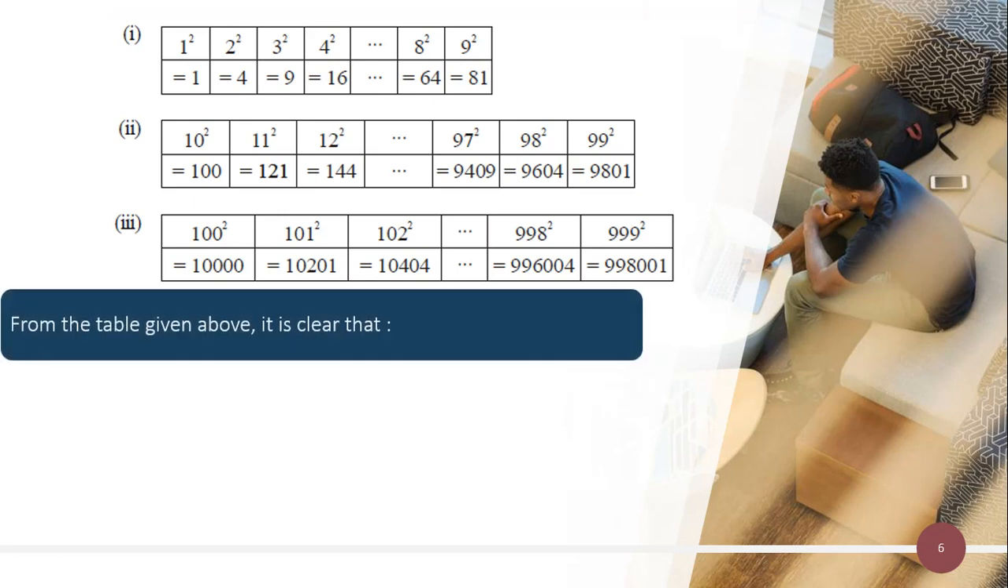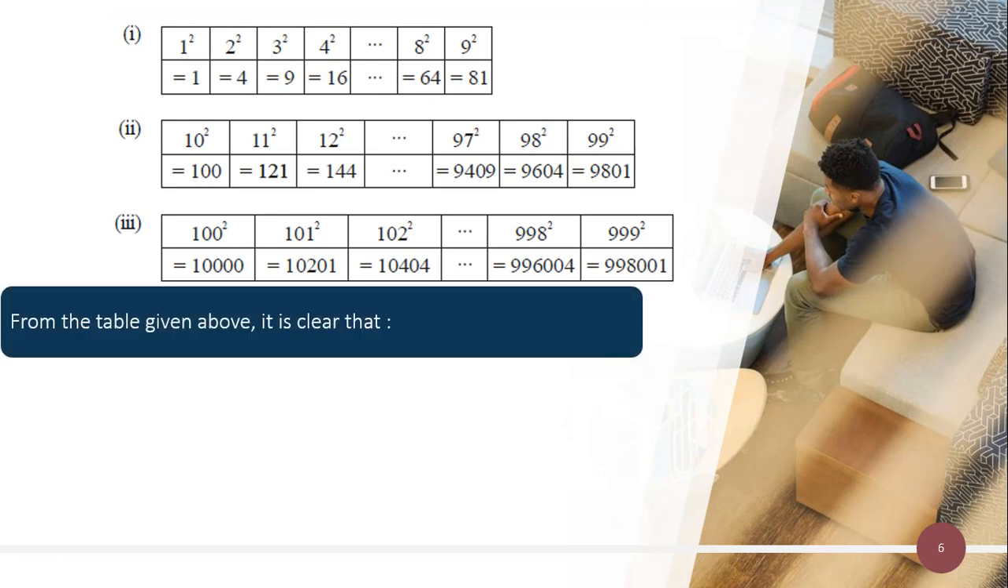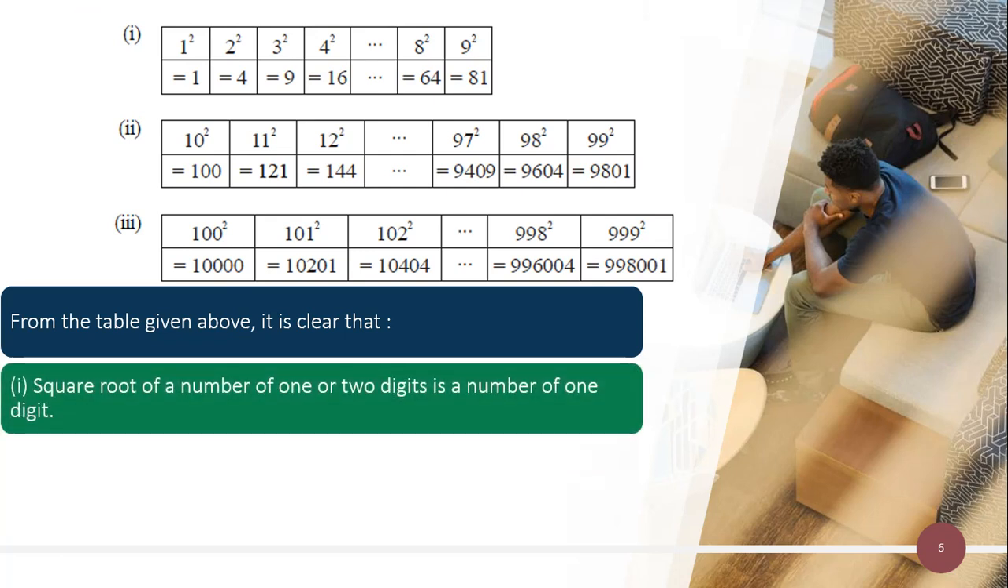See here a table of squares. 1 square equals 1, 2 square equals 4. Similarly, 10 square equals 100, 11 square equals 121. Similarly, 100 square equals 10,000, 101 square equals 10,201. From the table given above, it is clear that the square root of a number of 1 or 2 digits is a number of 1 digit.